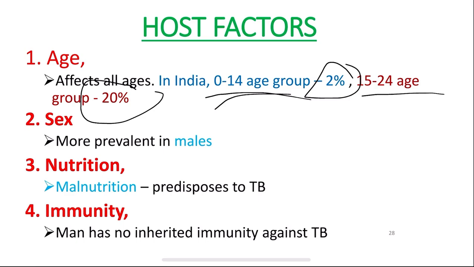And then immunity. Man has no inherited immunity against TB. So we see that man has no inherited immunity against TB, and the immunity is acquired as a result of the natural infection, or the immunity can be acquired from the BCG vaccination. The past infection with atypical mycobacterium is also credited with a certain amount of naturally acquired immunity. So we see that it is also credited with the naturally acquired immunity, or from the vaccination, or the natural infection which has occurred in the past.